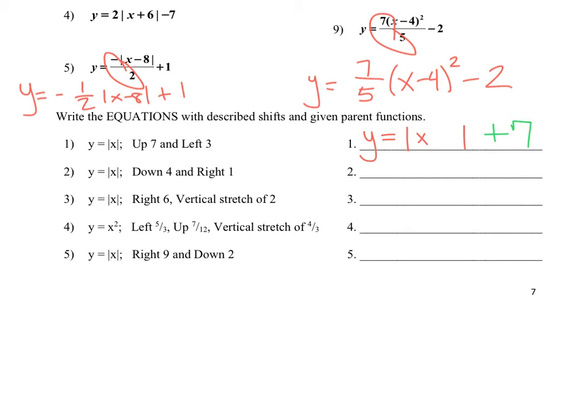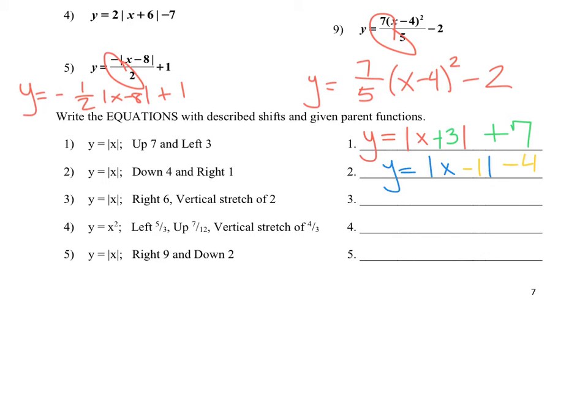The next part says left 3. Left 3 is going to be inside the absolute value bars, and that's going to be +3 units. The next one's also an absolute value one, so I will be writing y equals the absolute value of x. I always like to write this first and leave myself a little space. I'm going down 4, so I'm going to put a subtraction of 4 on the outside, and I'm going right 1, which is a subtraction of 1 on the inside.